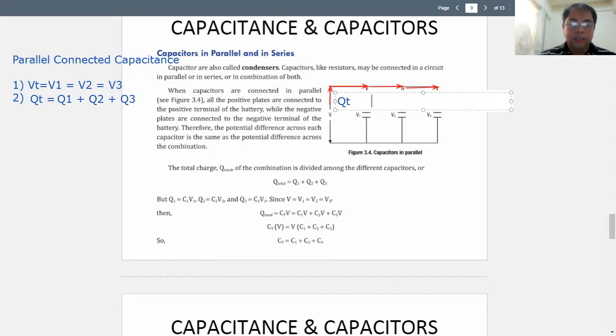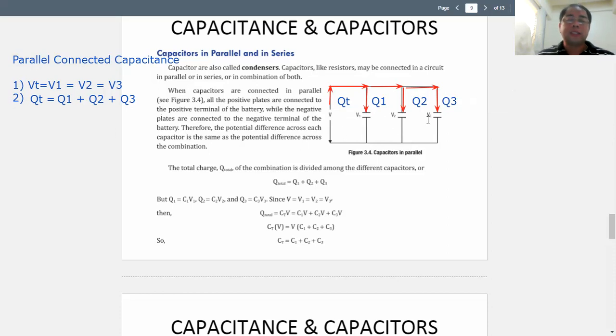So Q sub 1 is the one that will enter the first capacitor. Charge 2 is the one that will enter capacitor 2. And Q sub 3 is the charge that will enter capacitor 3. So they are bonded together, and the sum is equal to Q sub T.